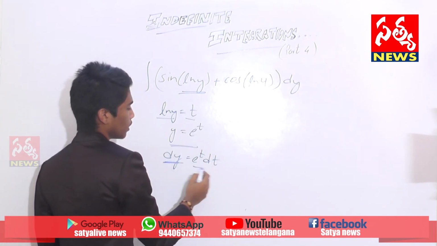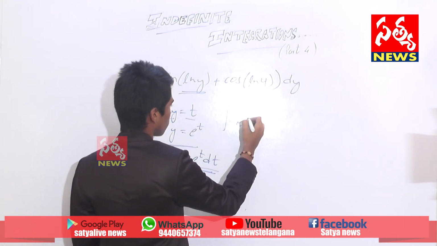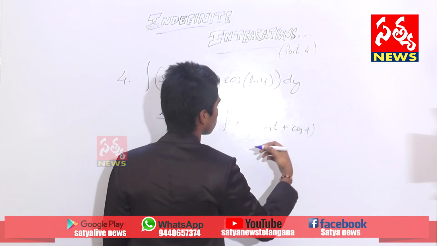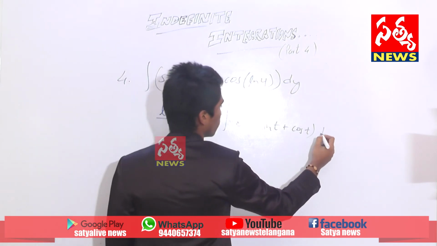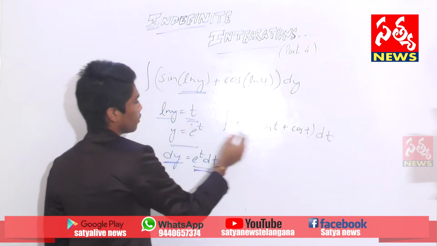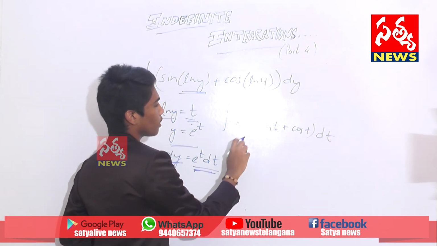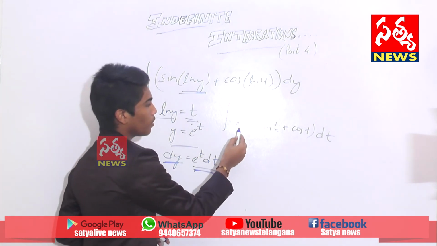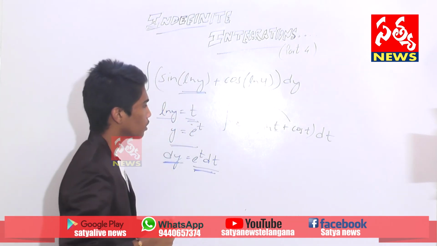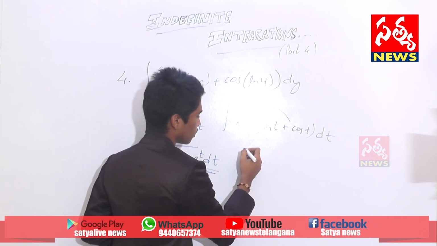In place of dy, if we keep e power t dt, the function becomes integration of e power t into sin t plus cos t dt. As ln y is t, I have substituted ln y as t. Here, as I said in part 3, we can do it by multiplying them separately, or there is a new trick, a small shortcut. You have to remember this.